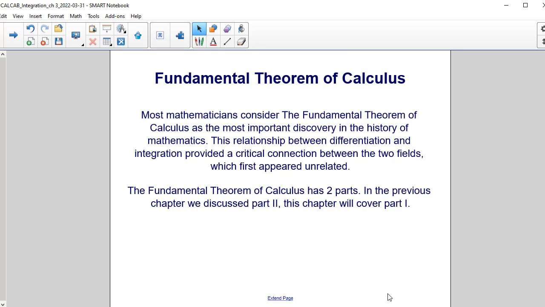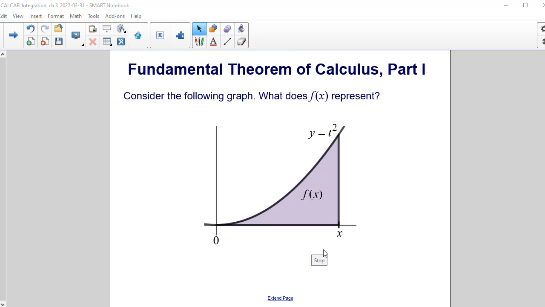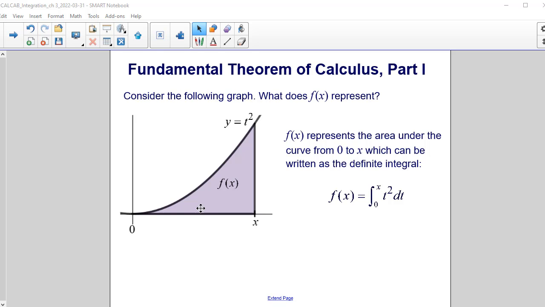In the previous chapter, we discussed part 2. In this chapter, we will cover part 1. Consider the following graph. What does F of x represent? F of x represents the area under the curve from 0 to x, which can be written as this definite integral: F of x equals the integral from 0 to x of t squared dt.